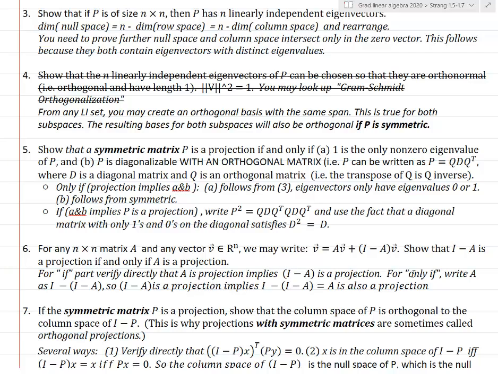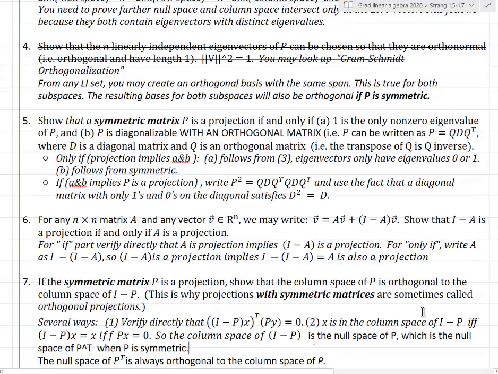For the only if part, you can be fancy and write A as I - (I - A). So if I - A is a projection, then I - (I - A) is a projection, but that means that A is also a projection. So that gets you both ways. Same argument gets you both ways.